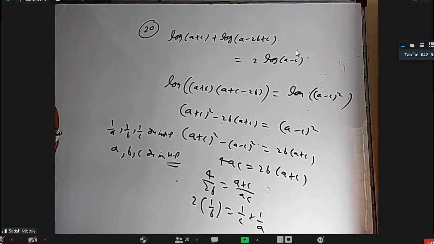Sir, by solving it, I got 2AC equal to AB plus BC. After that, how to simplify? I did not get it, sir. From there, divide with ABC all over. Divide with ABC all over. Okay, sir. Yes, sir.